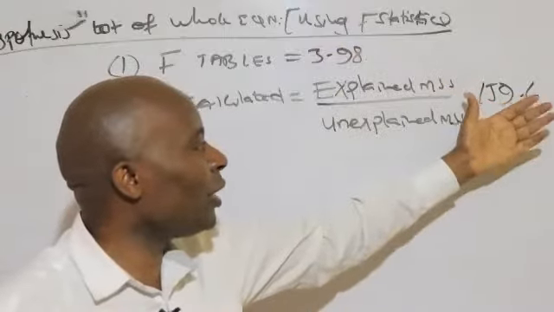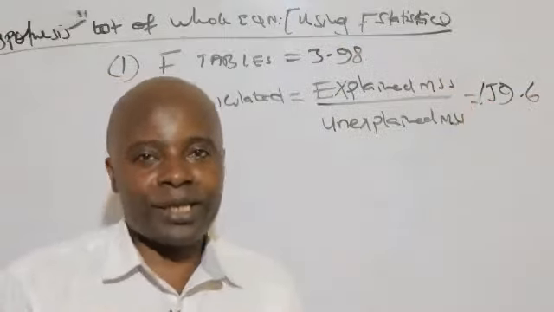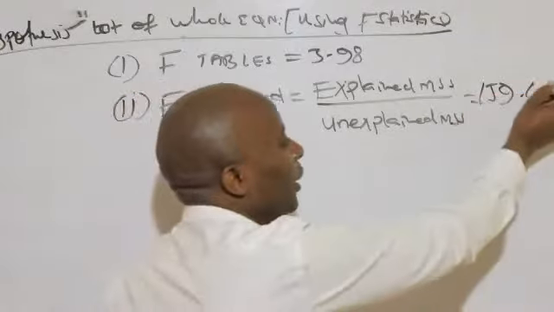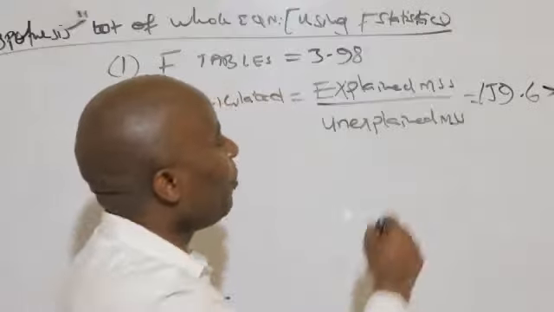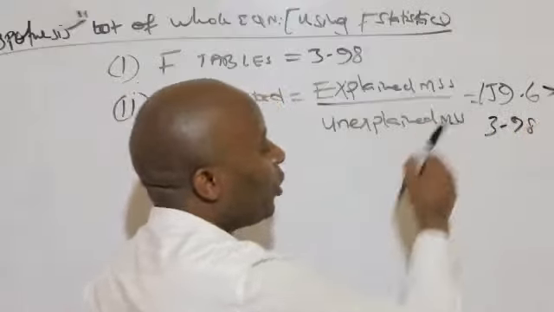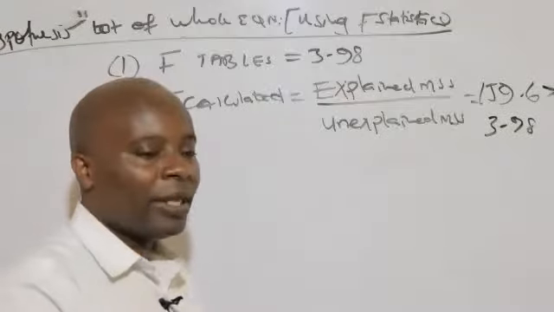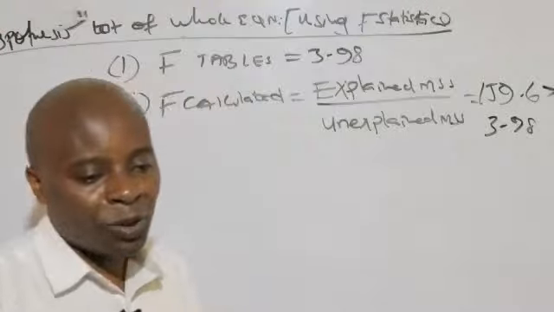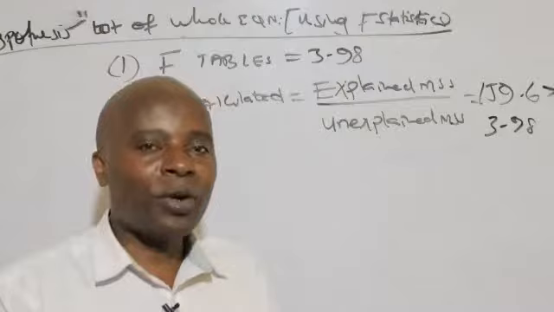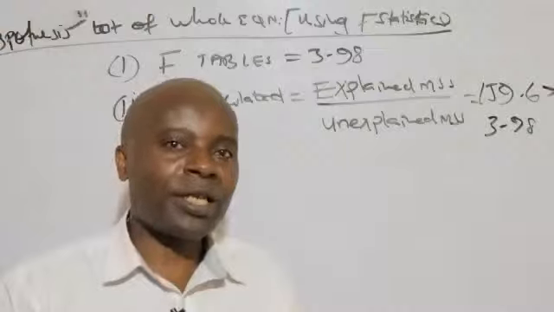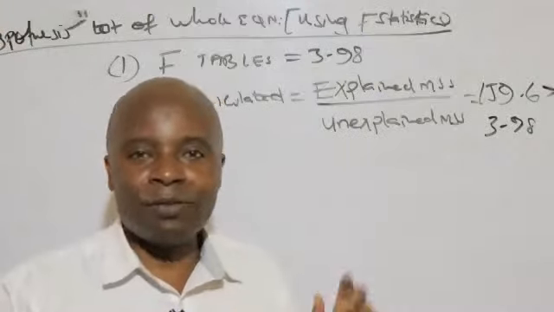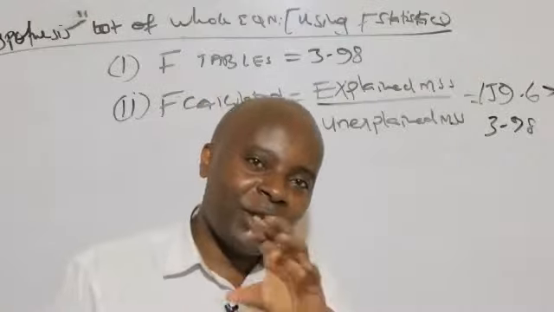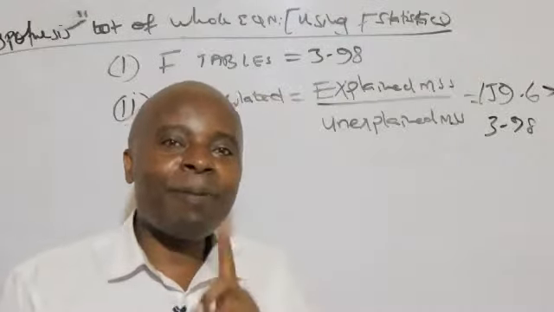This is like Goliath. It's so big. So it is significant. Since this is more than 3.98, ladies and gentlemen, the model is significant. The model is significant for purposes of prediction. The model is very good. So this model overall, generally, is good apart from the constant.